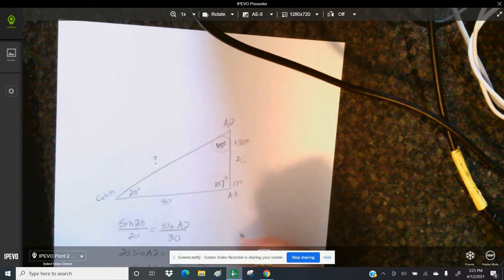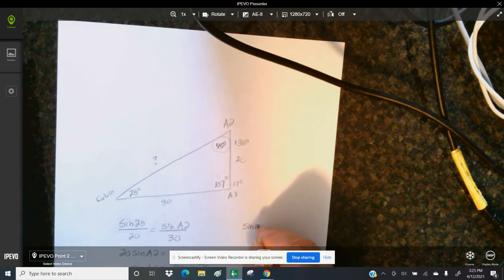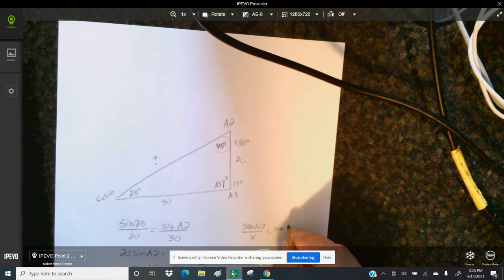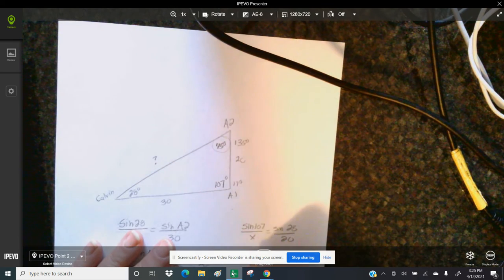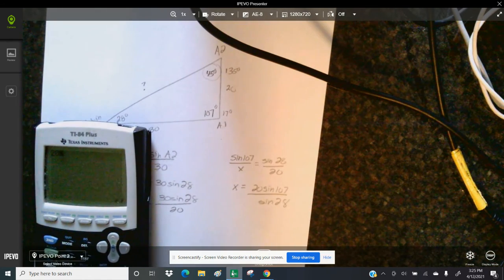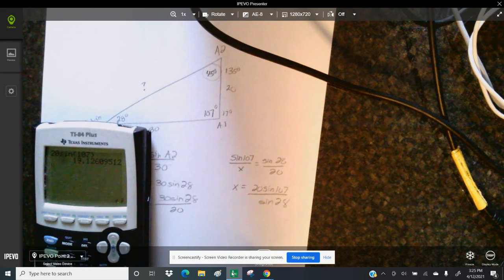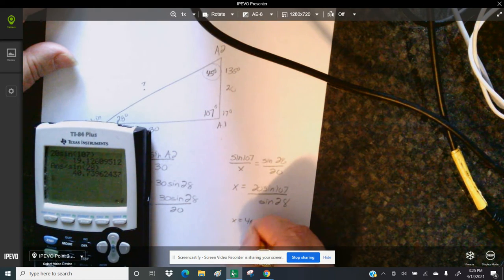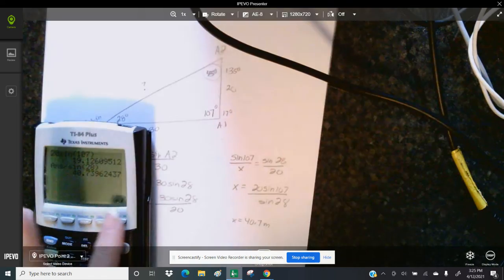So to find the first one, I can say the sine of 107 all over x equals the sine of 28 all over 20. Cross multiply and solve for x. I can say x equals 20 times the sine of 107 divided by the sine of 28. And if I put that in my calculator, I go 20 times the sine of 107 divided by the sine of 28. And I have x equals 40.7 meters. So that's one potential length.